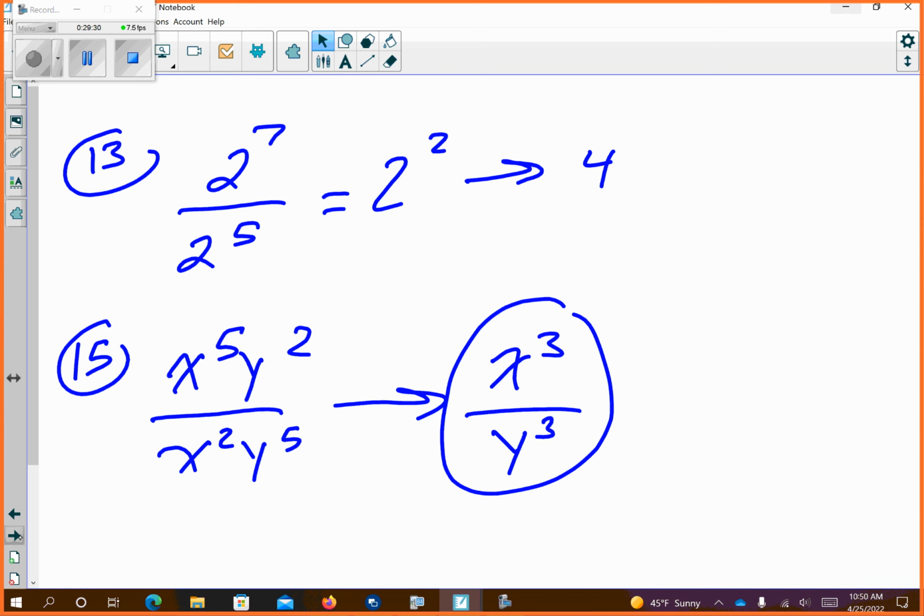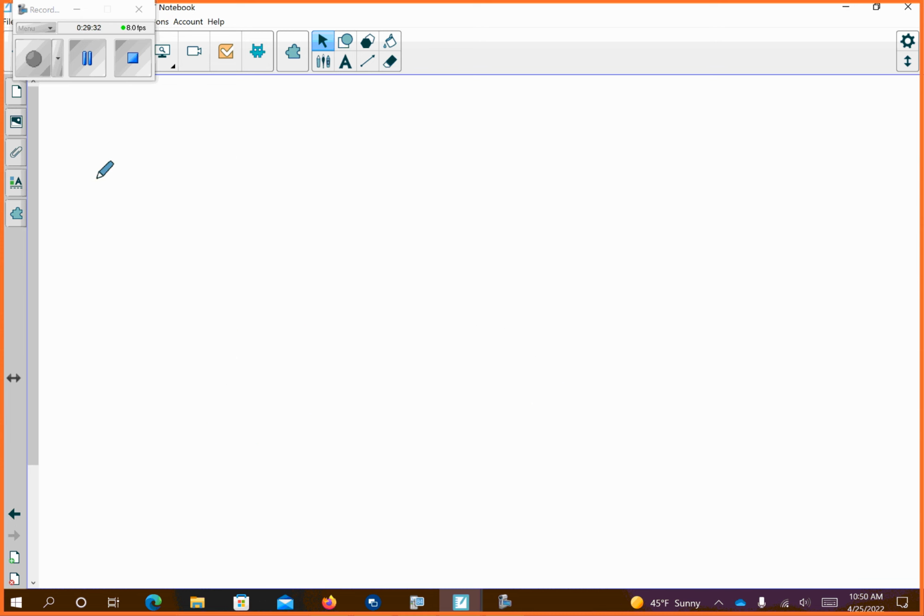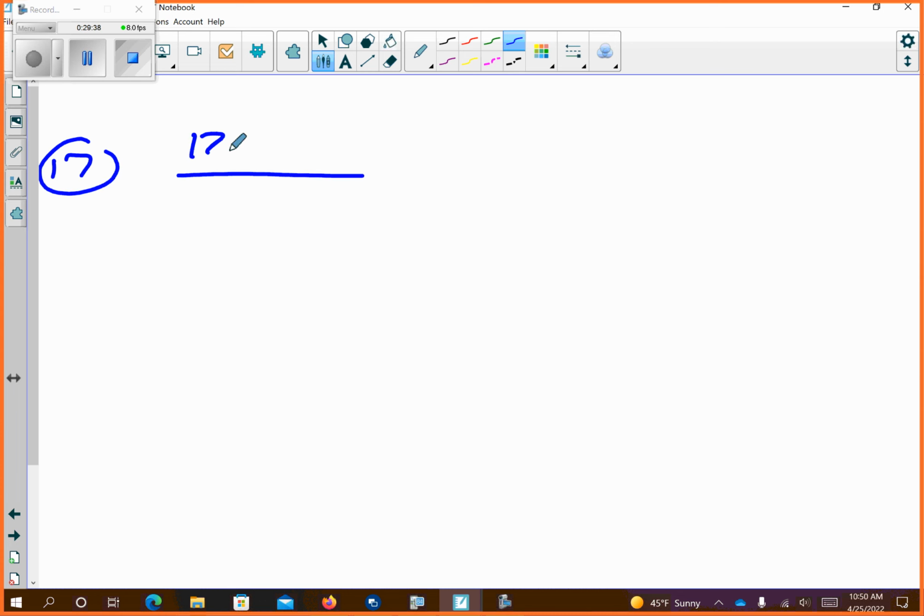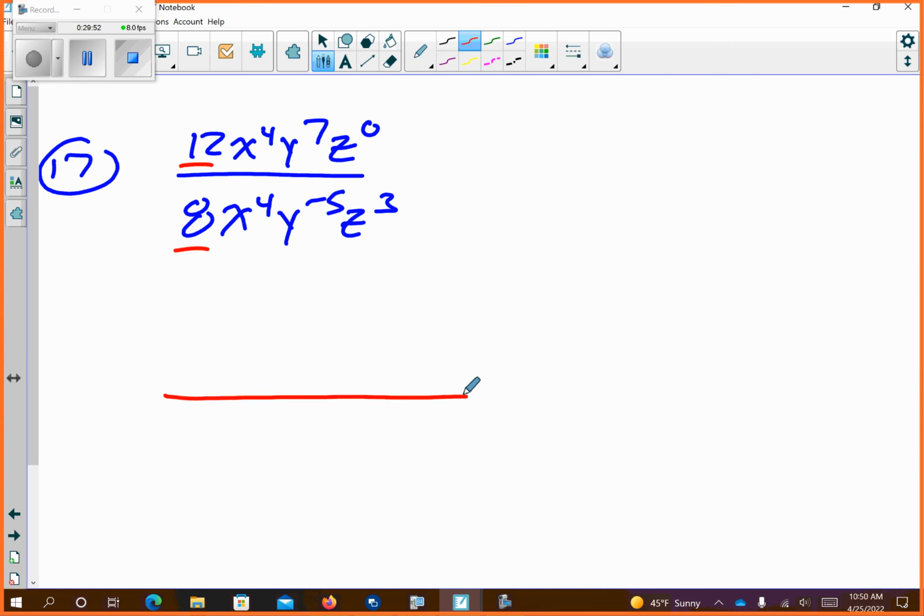All right, so let's work a couple more of these out. Let's see. Should we do number 17? Okay. That's one less for you all to do, right? 12x to the fourth, y to the -5, z to the third over 8... All right. So let's look at the 12 and 8 first. What is 12 over 8 reduced to? 3 over 2. 4 goes into both.